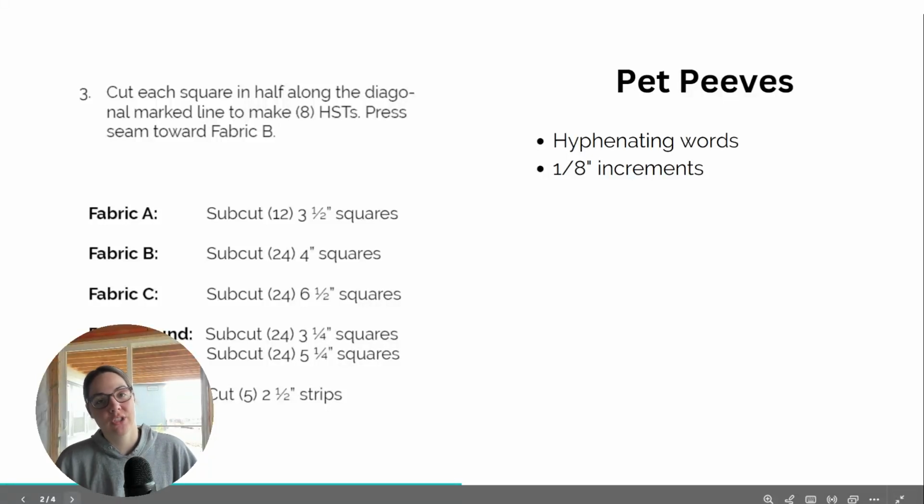And so it's just really hard to maintain that kind of precision, especially when those are not the major markings on your rulers. A lot of times you will not have an 1/8 inch grid on your ruler, so it's just really hard to get everything aligned precisely. So just avoid it if you can.